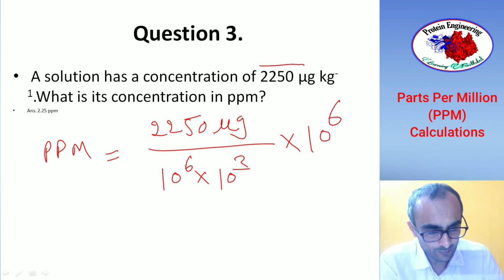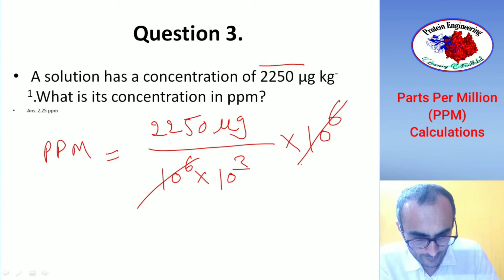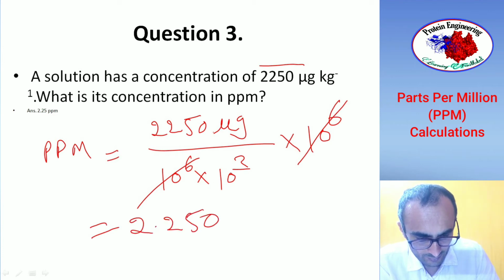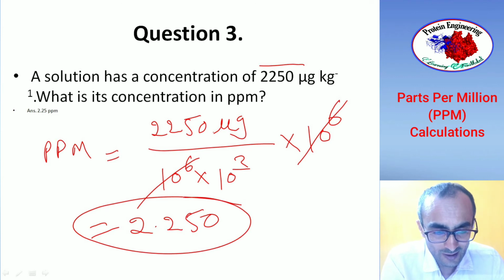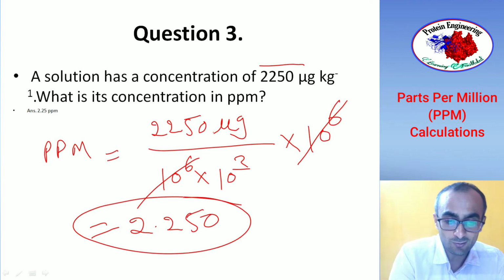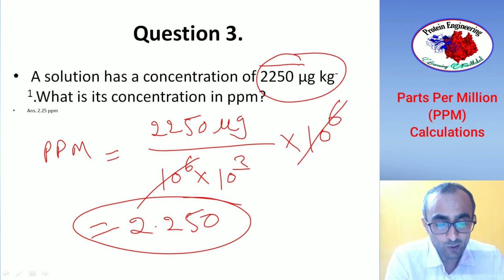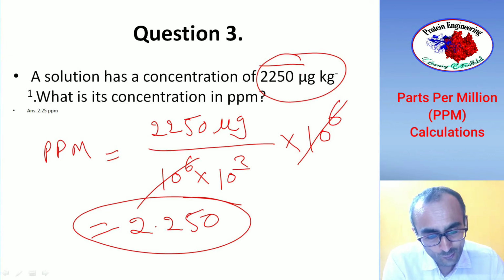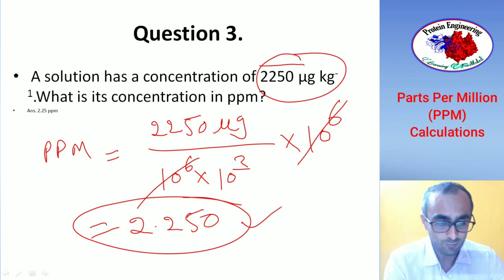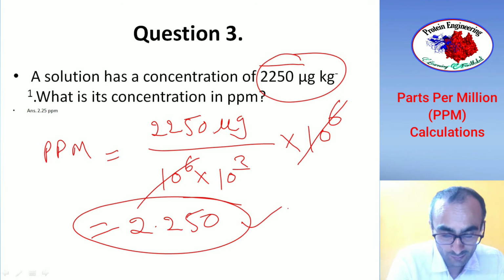In that case it would be cancelled out. So 2250 divided by 1000, that would be equal to 2.250. So this concentration of the solute in this solution is 2.250 ppm. So 2.250 ppm means in a total of 1 million particles, only about 2.2 particles are there for this solute in question.